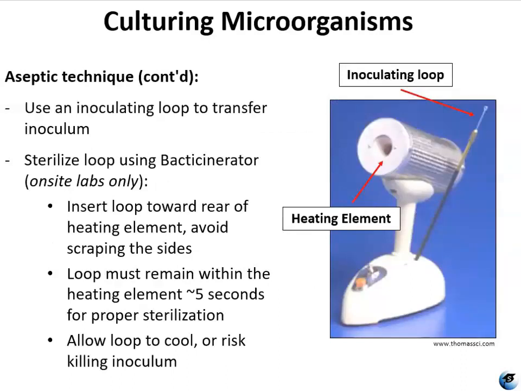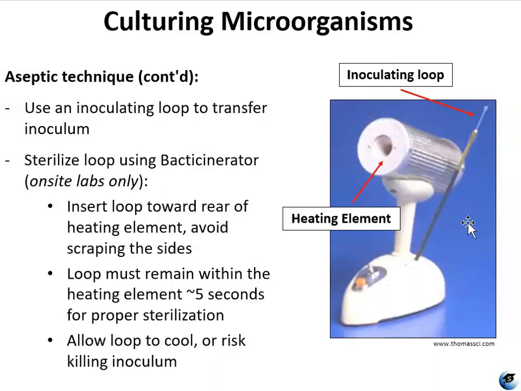Another aspect of using aseptic technique is using sterile media and sterile equipment. So in a traditional lab setting, your instruments would be sterilized before and after use with either a Bunsen burner or a bactincinerator. So this here is a bactincinerator. This is the base and this is the heating element, and then this would be a metal inoculating loop. And we use these in my on-site labs instead of a Bunsen burner because Bunsen burners have those really big open flames, and we use bactincinerators instead in order to reduce the risk of fire.